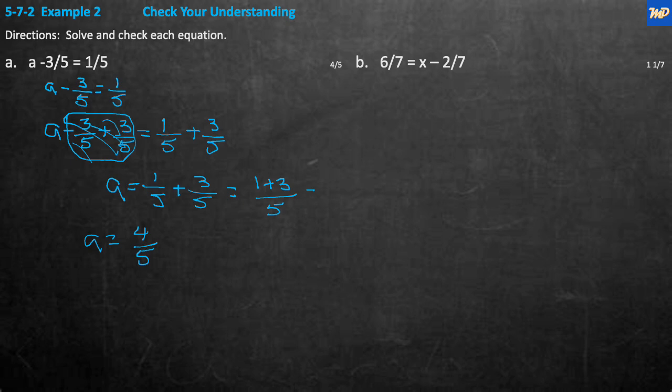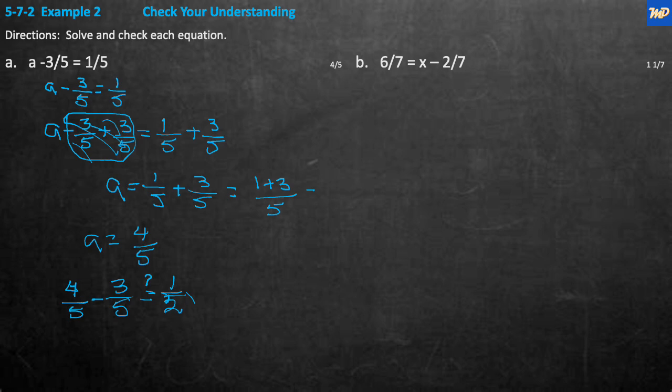And it says to check. So we're going to put 4/5 in place of A above. So A is equal to 4/5. And then it says minus 3/5 is equal to 1/5. And the question is, is it equal to 1/5?